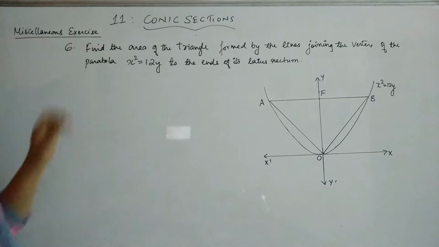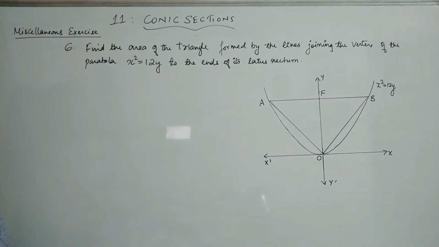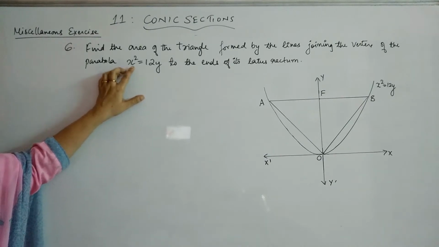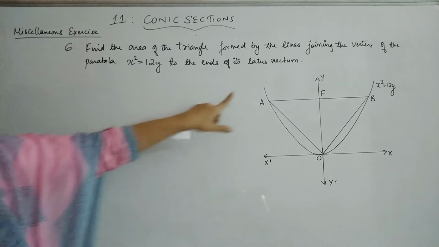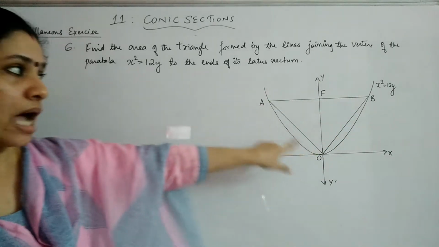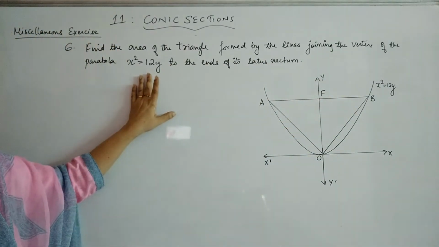Question number 6 is, find the area of the triangle formed by the lines joining the vertex of the parabola x square equal to 12y to the ends of its latus rectum. So since the equation is of the form x square equal to 12y, that is x square equal to 4ay, it should be facing upwards. So in this shape will be the x square equal to 12y parabola.